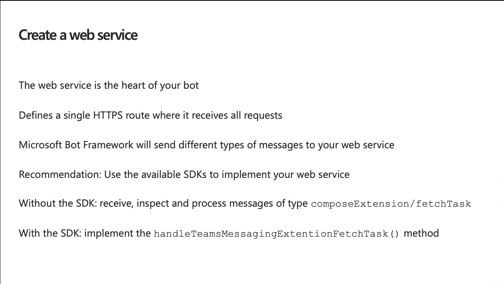The Microsoft Bot Framework will send different types of messages to your web service. Your web service can inspect the type of message to route it to the desired logic. The other option is to use one of the available SDKs that expose methods the SDK will call when messages matching specific types are received. For example, when a messaging extension action command is invoked, the SDK will detect the message type of composeExtension/fetchTask and call the handleTeamsMessagingExtensionFetchTask method, passing in a context and the payload from the message that is sent as an HTTP post from the Bot Framework.